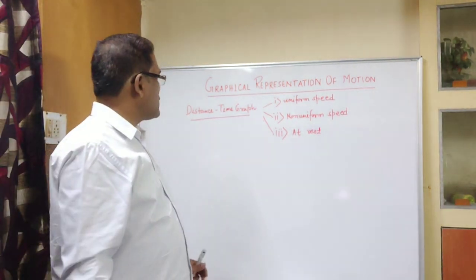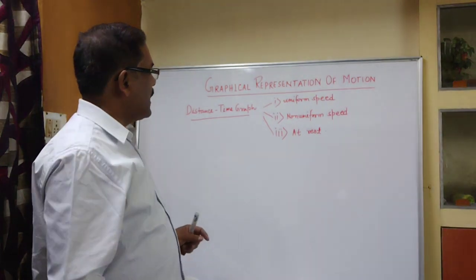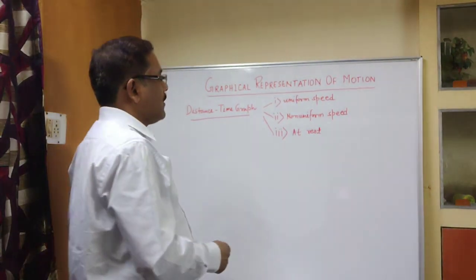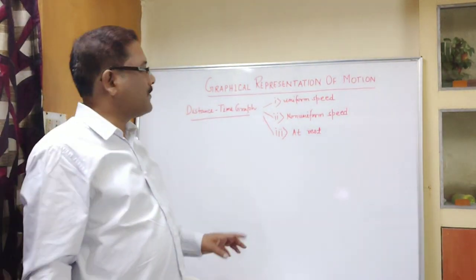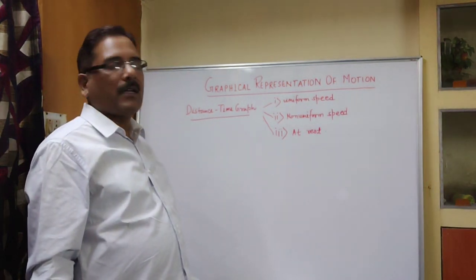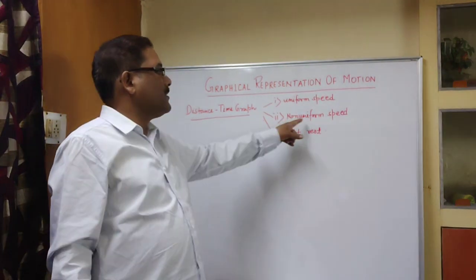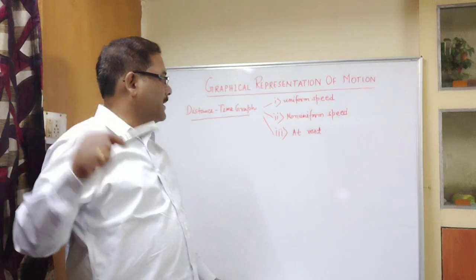In the previous class, I discussed the distance-time graph, and as we have seen, there are three types of distance-time graph. When an object is moving with uniform speed, the graph is a straight line, and we can calculate speed from that distance-time graph. When an object is moving with non-uniform speed, the graph will be a curved line.